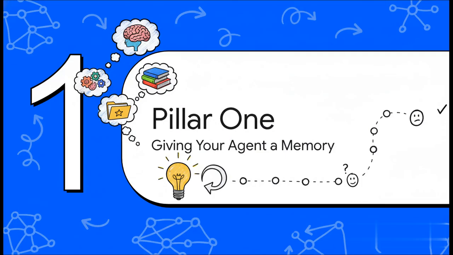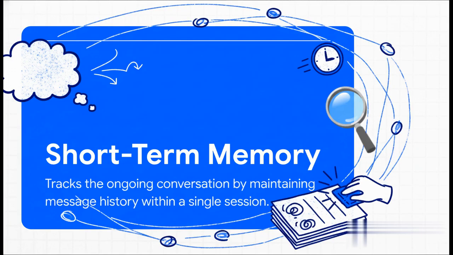First up, pillar one, we have to give our agent a memory. You know, an agent that can't remember anything is kind of like having the same introductory "nice to meet you" conversation over and over again. It's just not useful. To build a real relationship with a user, it needs to be able to learn and recall stuff. Okay, so there are actually two types of memory we need to think about.